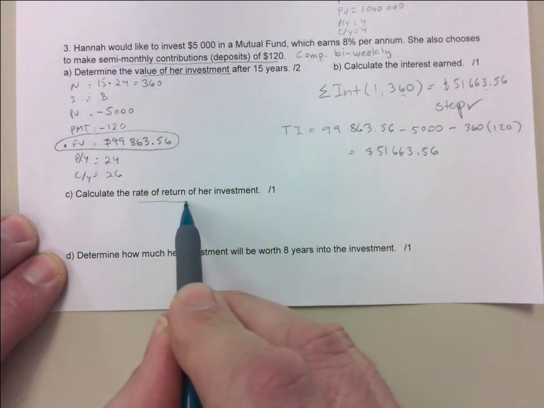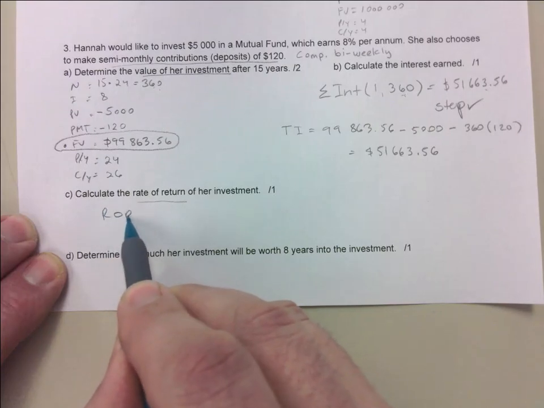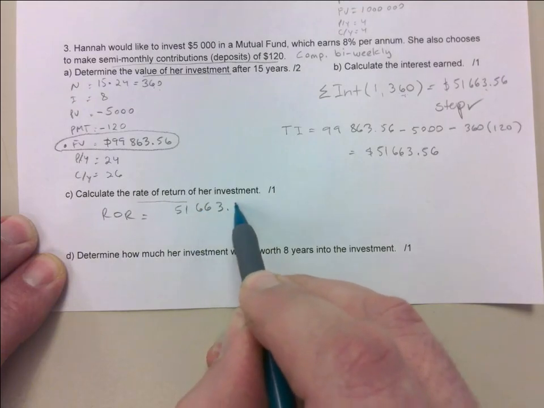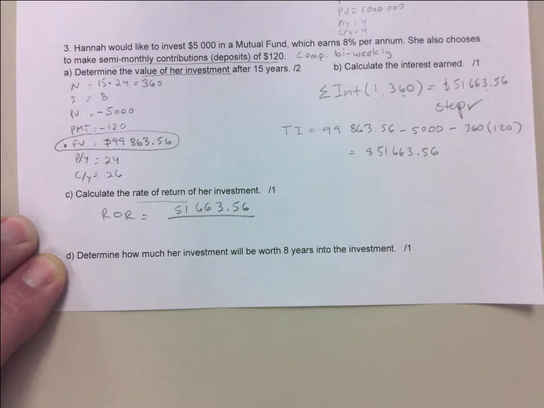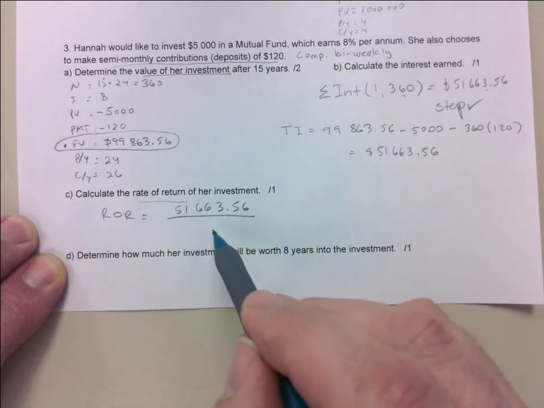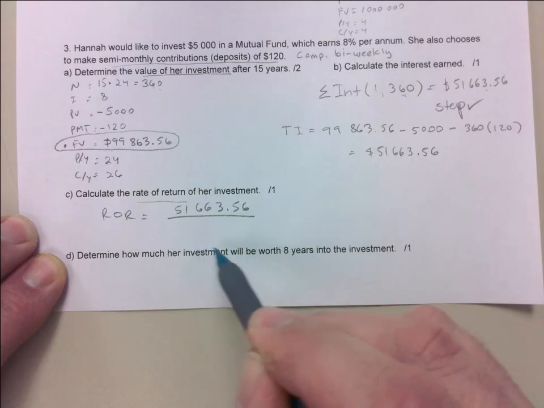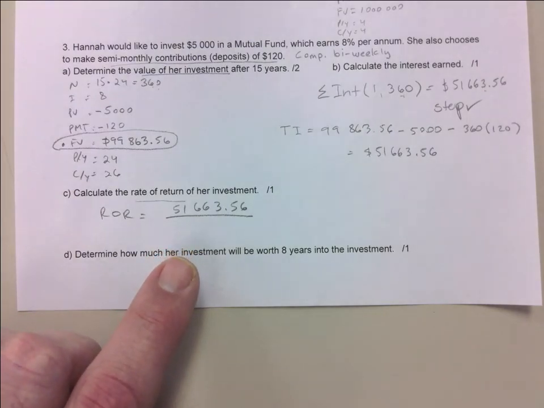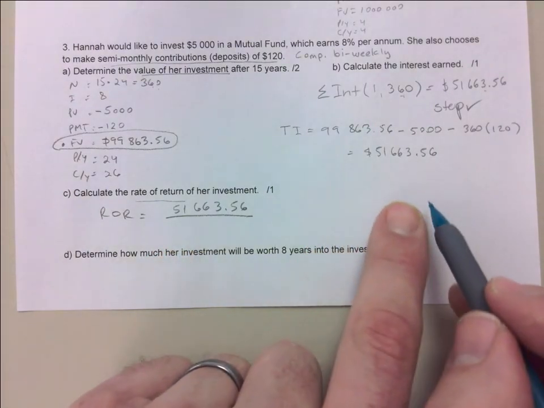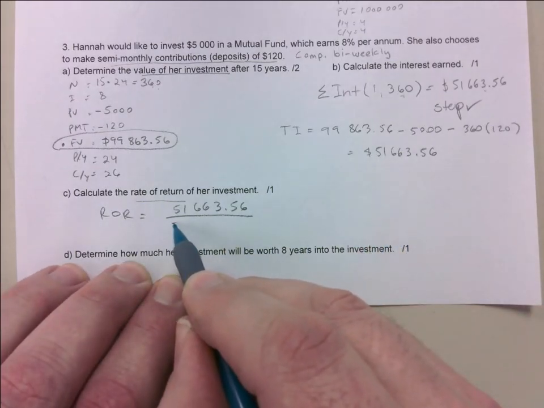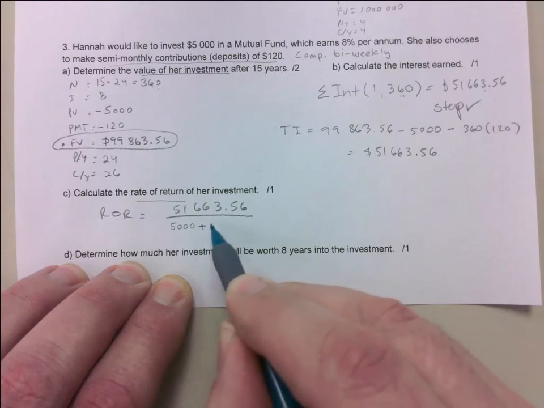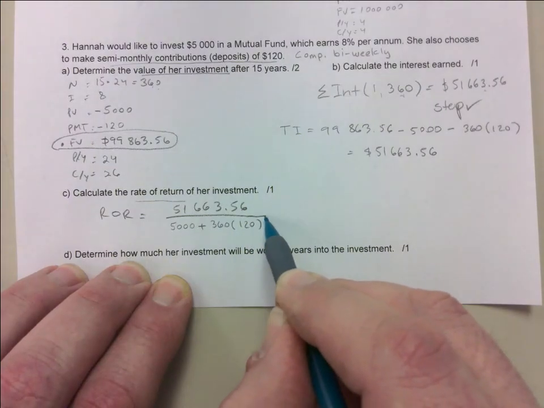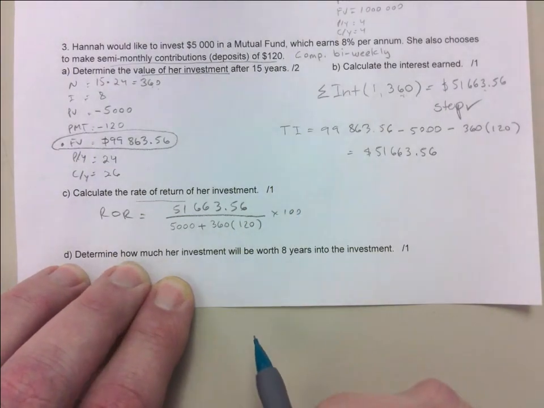Okay, calculate the rate of return for the investment. Rate of return, I'm going to use my interest. If you have the interest, it's the best way to go about it. What about this part though? What goes down here? The amount that you've put in. That's the principal. So whether you want to do this on the side or you go 5,000 plus 360 times 120. All of this times 100, right?